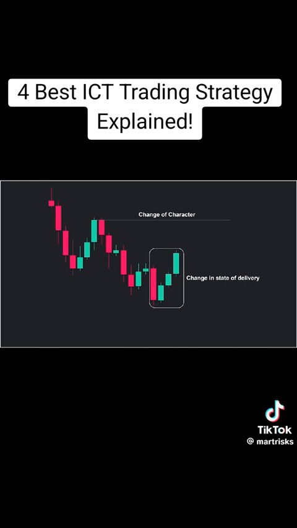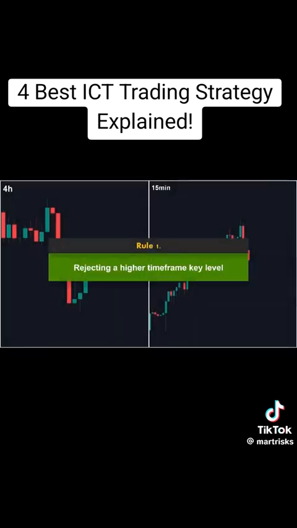Through backtesting, we have realized that CISD patterns are most effective when accompanied by specific conditions. To ensure a valid CISD and to enter a high-quality trade, certain rules need to be followed. So, let's discuss the key conditions that enhance the reliability of a CISD pattern. Rule number 1. Rejecting a higher timeframe key level.